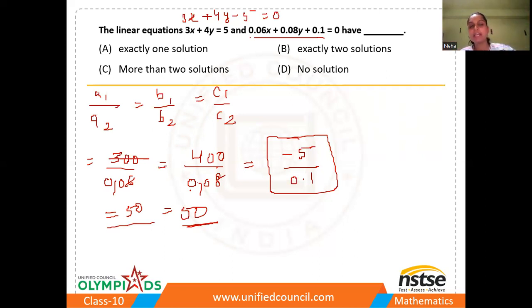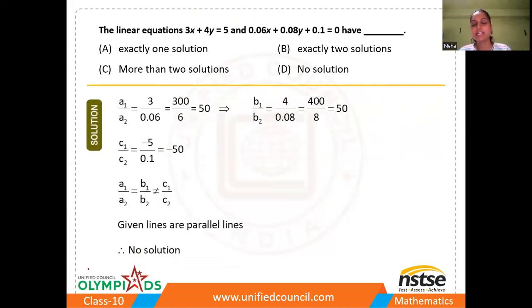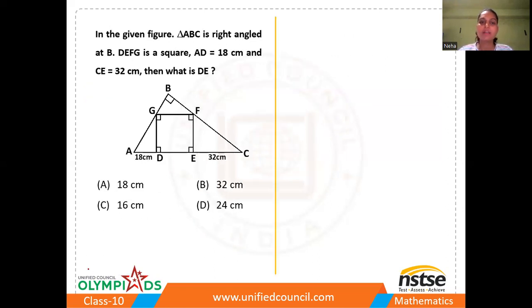If a1 by a2 is equal to b1 by b2, and it is not equal to c1 by c2, that means these two lines are parallel to each other. And if these two lines are parallel to each other, that means there is no solution, because they will never intersect with each other. Correct? Perfect. Now let's move to the next question.